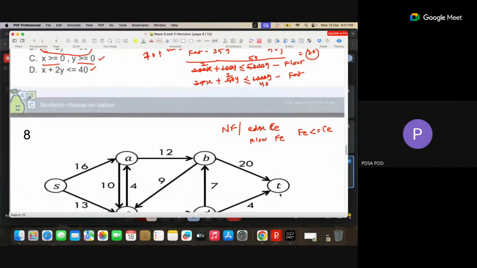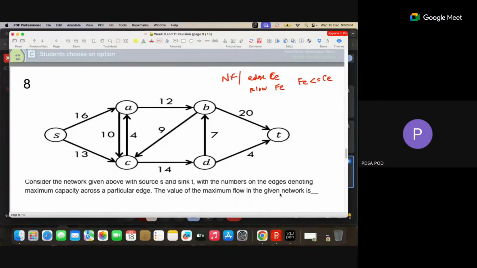The next question they are asking: consider a network is given, with a source node and a sink node, a target node. Given a network with source S and sink node T, with the numbers on the edges denoting the maximum capacity CE across a particular edge, what is the maximum flow allowed in this network?